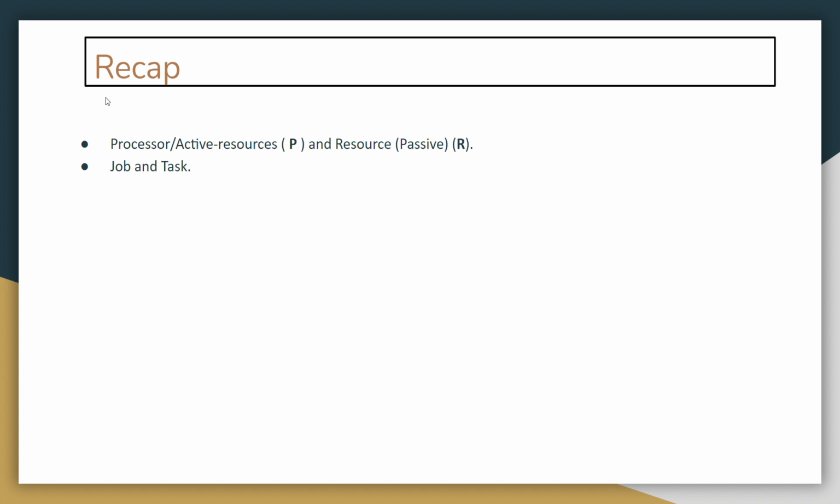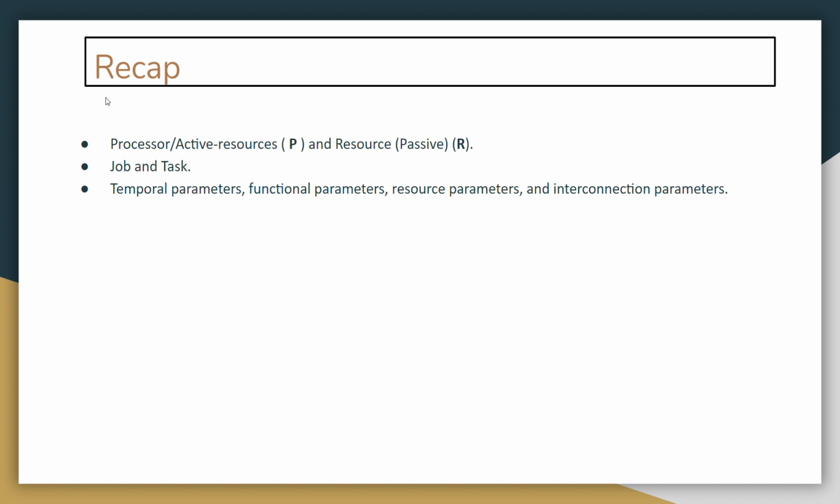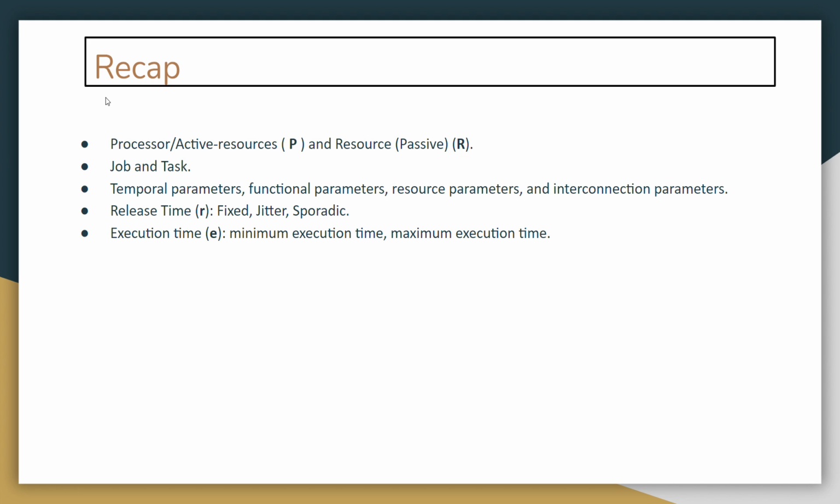We differentiated between job and task. So task consists of a set of jobs. And the properties of these jobs, like temporal parameters, functional parameters, resource parameters, and interconnection parameters, we have seen. Then we saw what is release time, whether it has a fixed release time, or there's a jitter associated with it, and whether it's a sporadic task or job. Execution time, we have seen minimum execution time, maximum execution time, and in a deterministic system, of course, always the maximum execution time is taken as execution time.